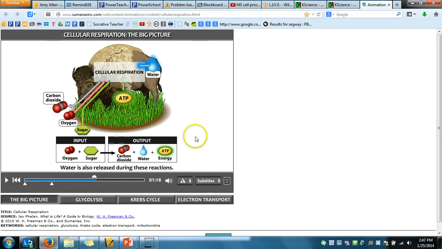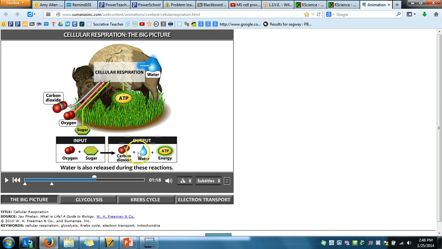So if we take a look at the whole reaction, it also says that the organism, if they are doing cellular respiration, has to breathe oxygen. That oxygen gets into your bloodstream and goes to your cells, and then the cells use the combination of the oxygen and the sugar to make carbon dioxide, water, and energy. The carbon dioxide you breathe out again.